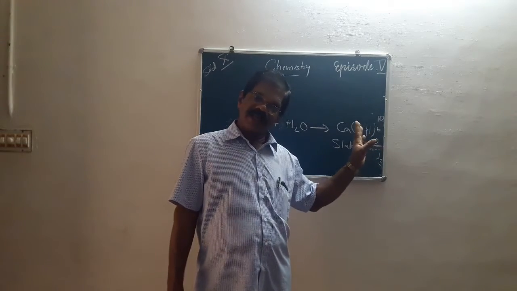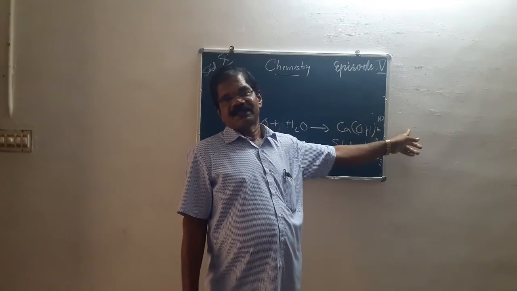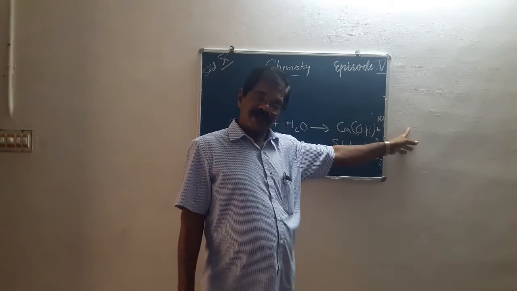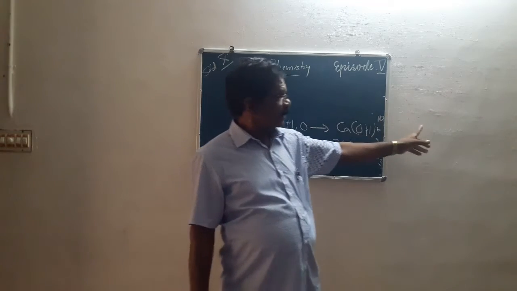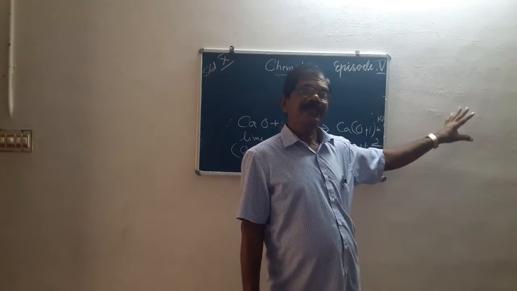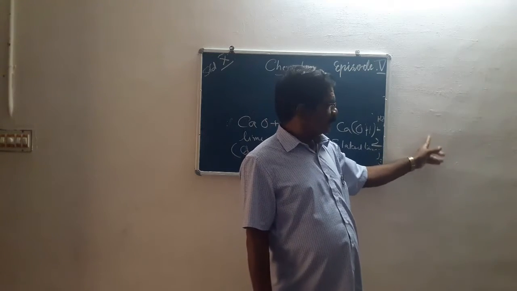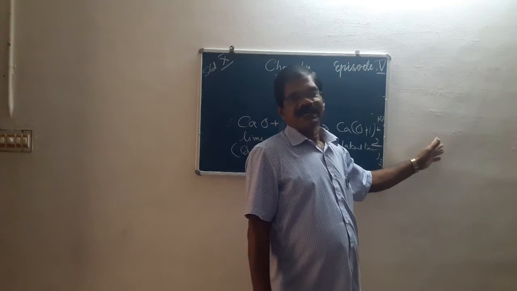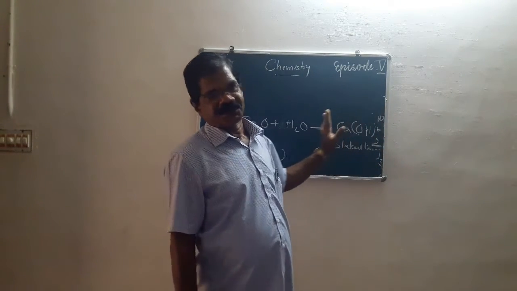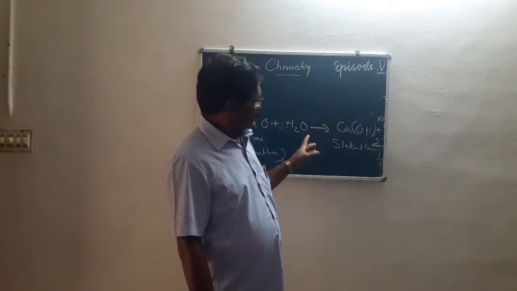After whitewashing, after some days, calcium hydroxide reacts with carbon dioxide. How? When exposed to air, calcium hydroxide reacts with the carbon dioxide present in the atmosphere. Now it is not calcium hydroxide, it is calcium carbonate. So we get a shiny appearance. So the industrial names also you must remember.